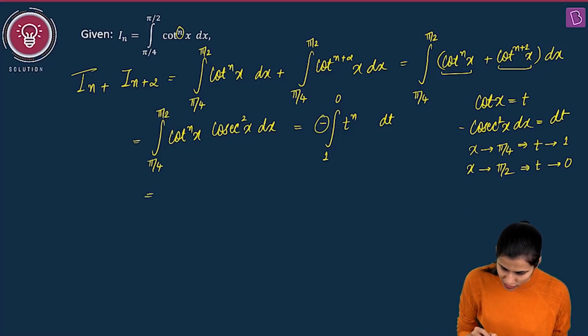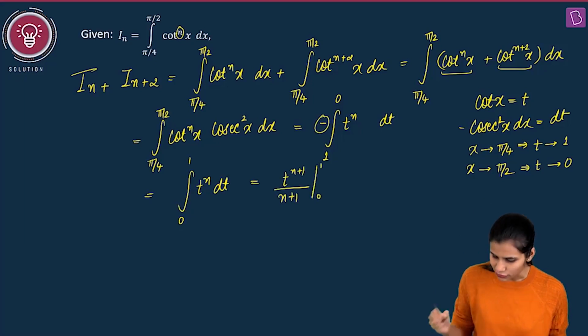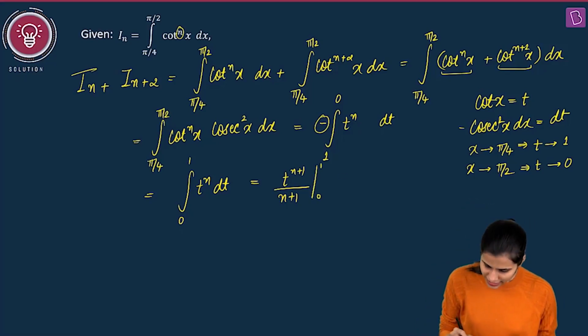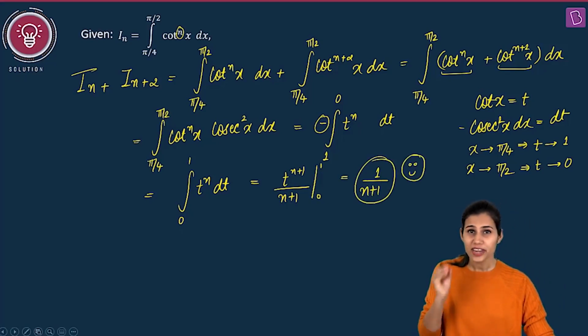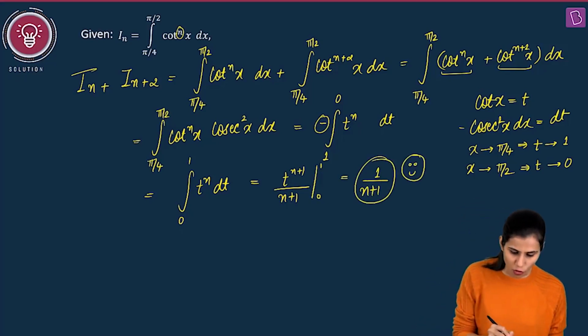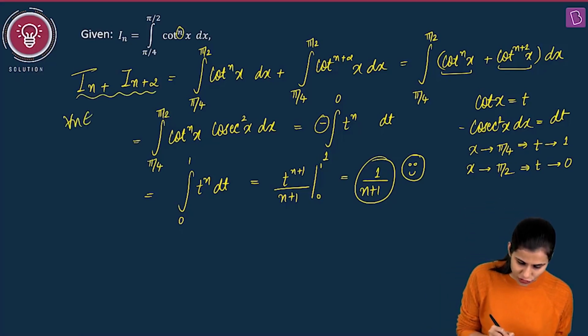what I can write this as alternatively? 0 to 1 t to the power n dt, which is t to the power n plus 1 upon n plus 1 with limits from 0 to 1. So this is nothing but 1 upon n plus 1. Bingo! We have very successfully deduced the expression of In plus In plus 2 for every natural number n.